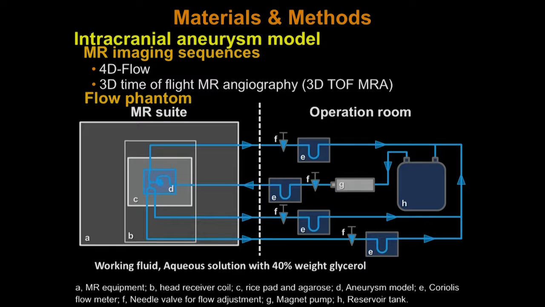And this is the reservoir, and we ran aqueous solution using this magnet pump, and these are the needle valves for flow adjustment. And we used the Coreus flow meter, and we measured the flow volume of each branch, in one inlet and 3 outlets. And you can see the aneurysm here. And during this, we performed the 4D flow imaging and 3D TOF MR imaging. And during the imaging, we measured the volume flow rate for each branch using a Coreus flow meter.